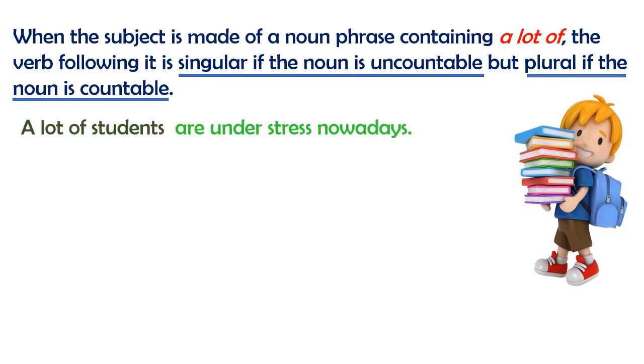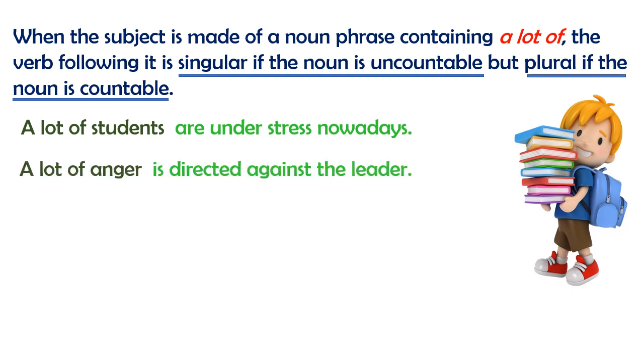A lot of students are under stress nowadays. A lot of anger is directed against the leader. In the first sentence, the noun following the phrase "a lot of" is students. It is countable and so we use the plural verb "are." Likewise, in the second sentence, the noun following the phrase "a lot of" is anger, uncountable. So the singular verb is used.